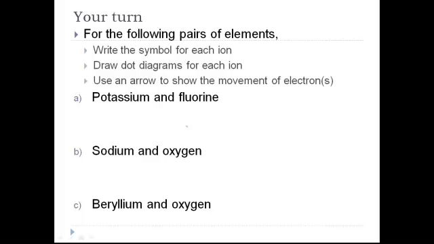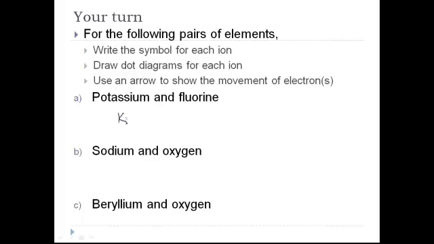So here's your turn. Write the symbol for each ion and draw a dot diagram. So that's when you write the number of valence electrons as dots around each symbol. And then use an arrow to show the movement of electrons. Hit pause and hit play when you're done with all 3. Let's go over all 3 together.